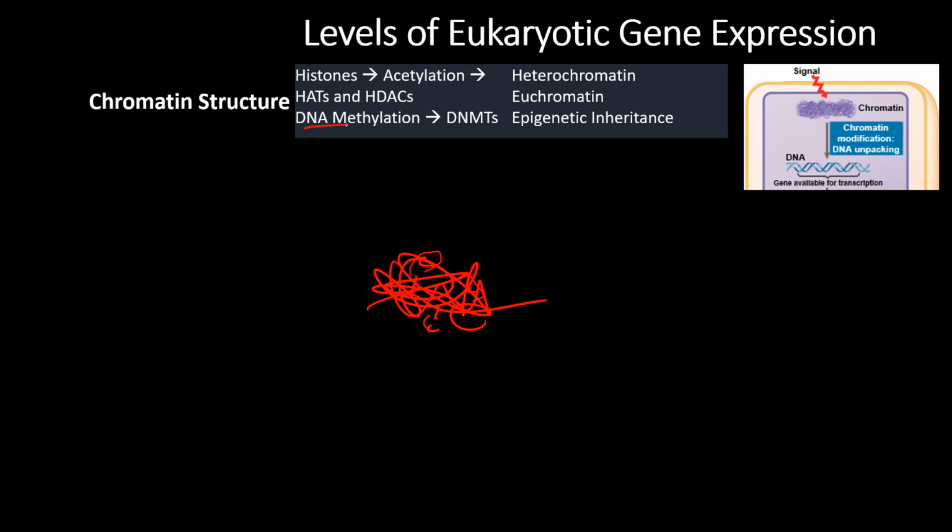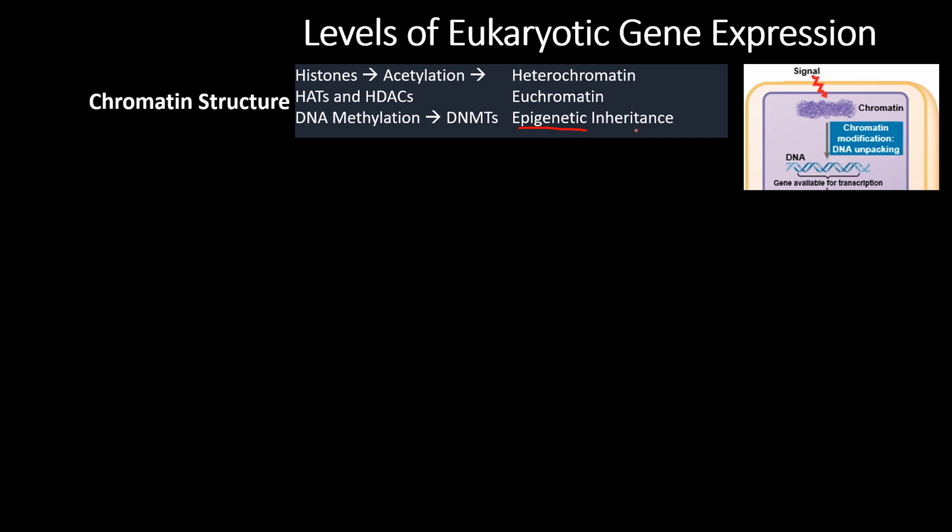DNA methylation tends to be a more permanent solution as opposed to the histones. So DNA methylation and histone acetylation are two ways that we can open and close chromatin structure.